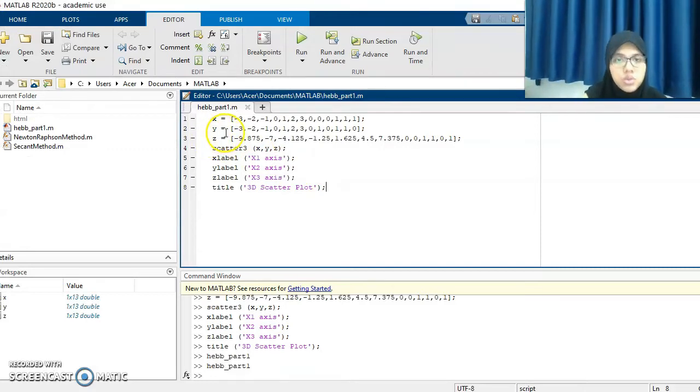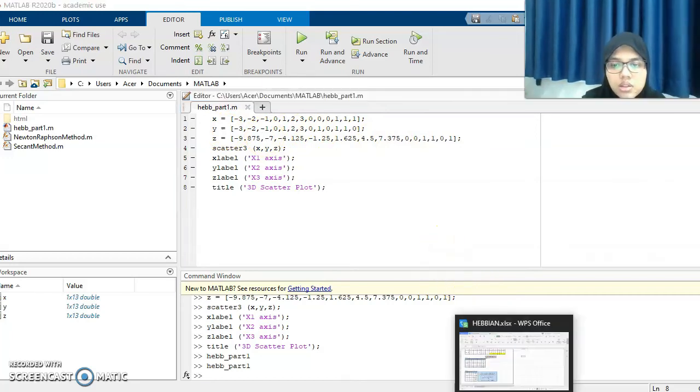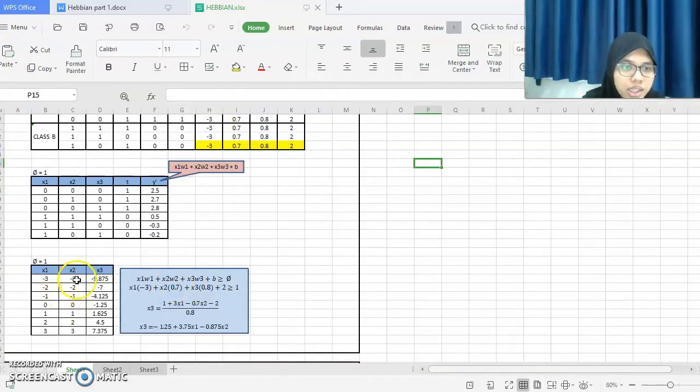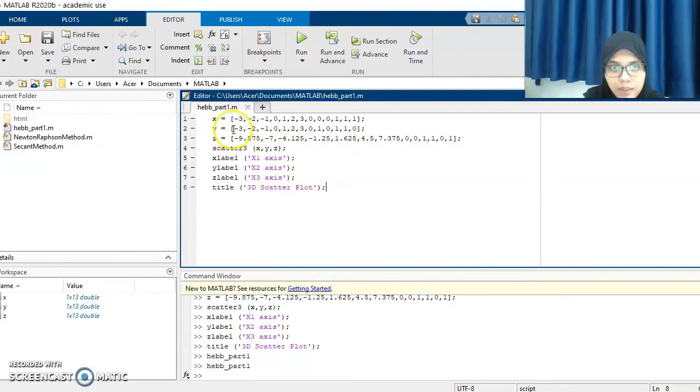The next one is y. y is equal to x2, so we will take the values from x2 in the table. For x2, we can see that we have negative 3, negative 2, negative 1, 0, 1, 2, 3, as well as 0, 1, 0, 1, 1, 0. This is the same as what we have here. Basically, we take the values that we obtained earlier.